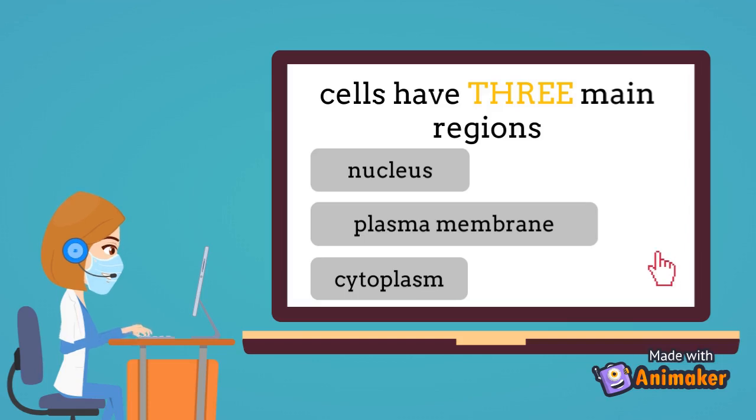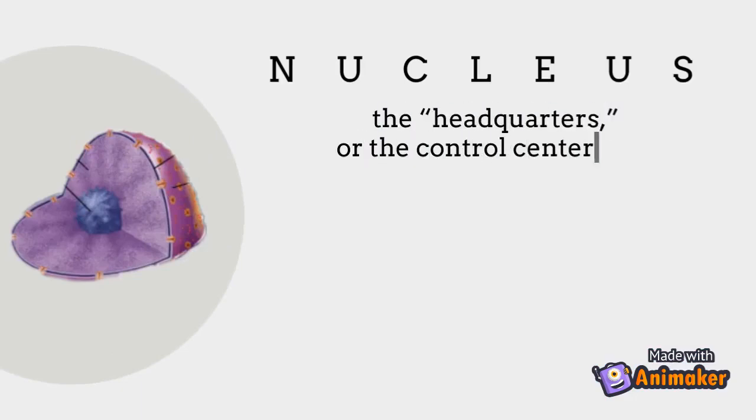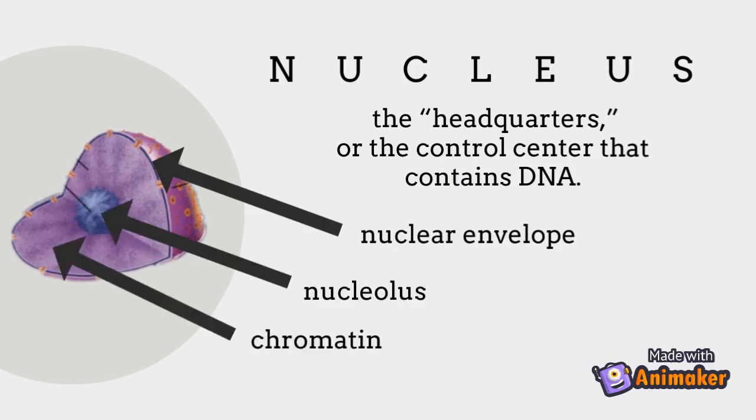Let's talk about the nucleus. Almost all of us are familiar with the nucleus. It is the headquarters or the control center that contains DNA. The nucleus has three recognizable regions or structures: the nuclear envelope, nucleolus, and chromatin.